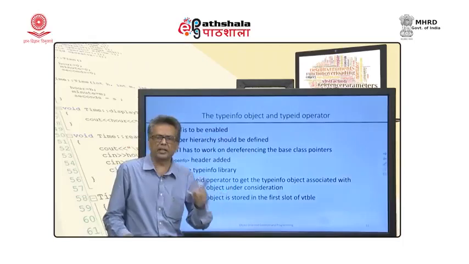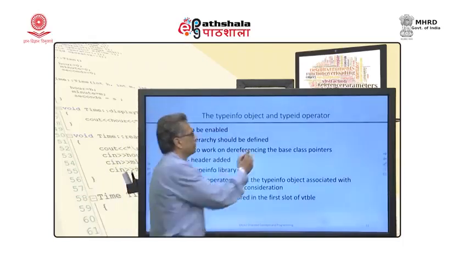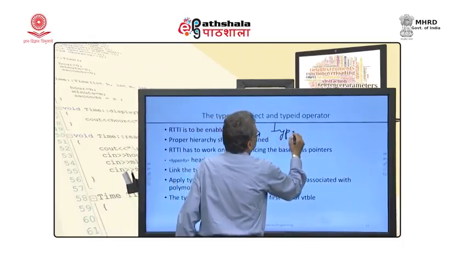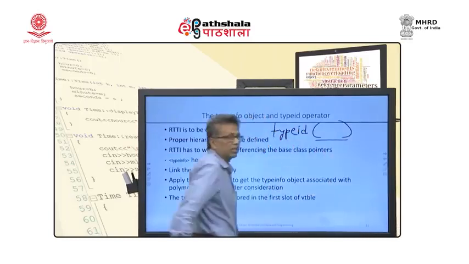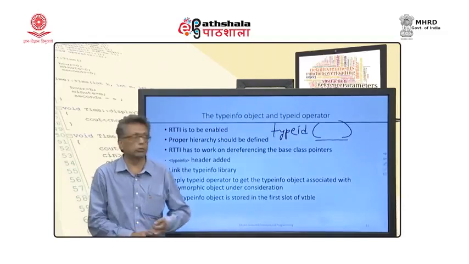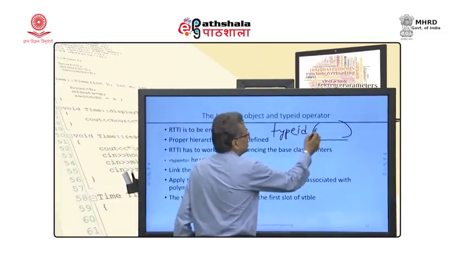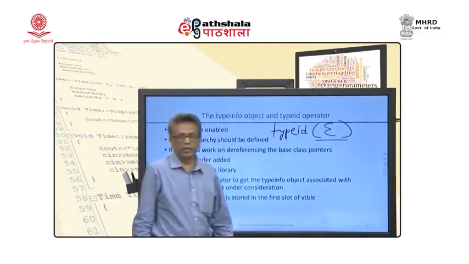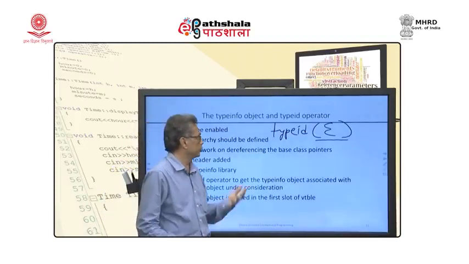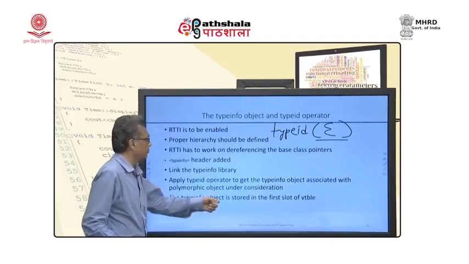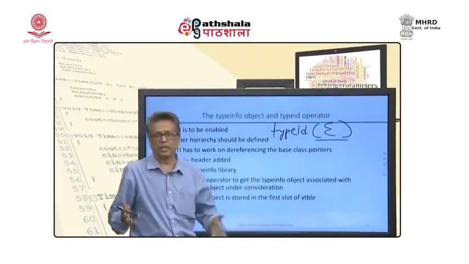Whenever you apply a typeid operator, you can do something like this: typeid and an object name will return a type_info object associated with this object. Maybe this is employee E. So, what will it do? It will return a type_info object associated with employee, and so on. The type_info object is stored in the first slot of the V table.